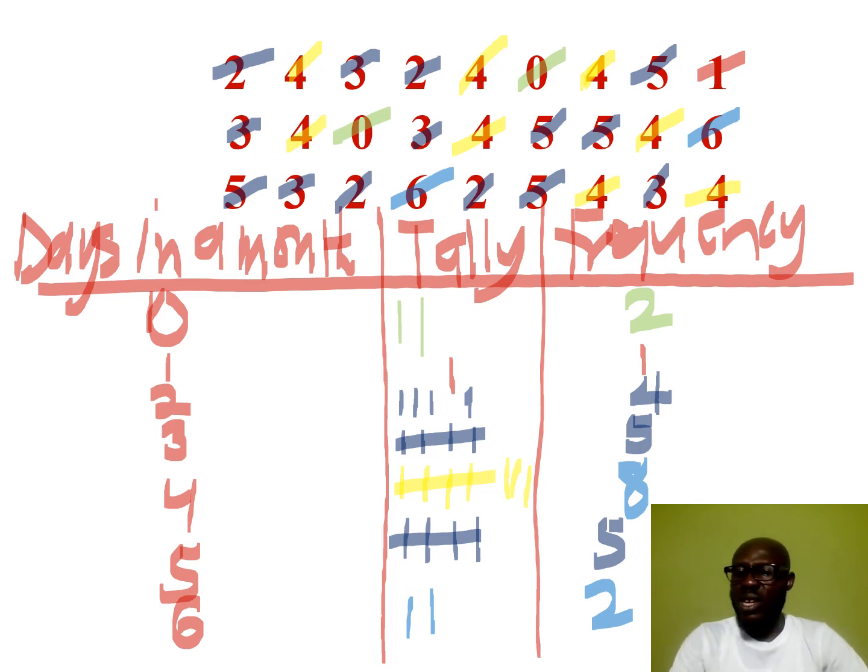So as you can see it on the screen, this is the number of times an event occurs. So days in a month, the tally and then the frequency. The frequency shows the number of times the days in a month occurs. That becomes a tally table. Good. I hope you have learned something from the display as you saw it on the screen over there.